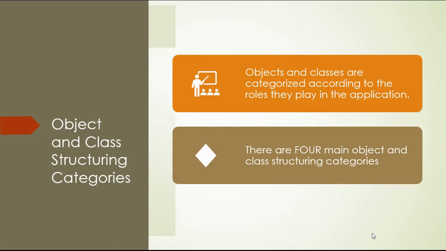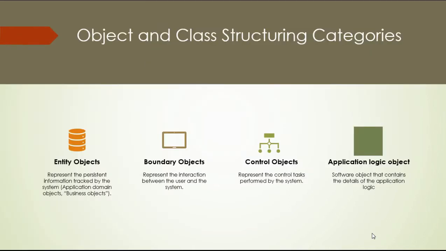Actually, first we categorize the objects based on their role in the application. Here we have four main object and class categories. The first one is the entity objects. Here we will not distinguish between the object and the class, since the object is an instance of the class. So once we mention object or class, it's the same. The entity classes are used to represent the data, the information.